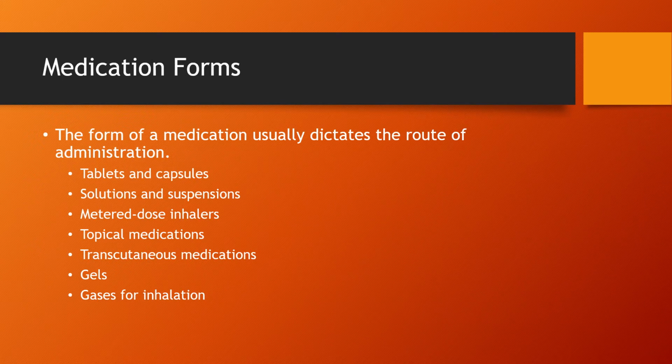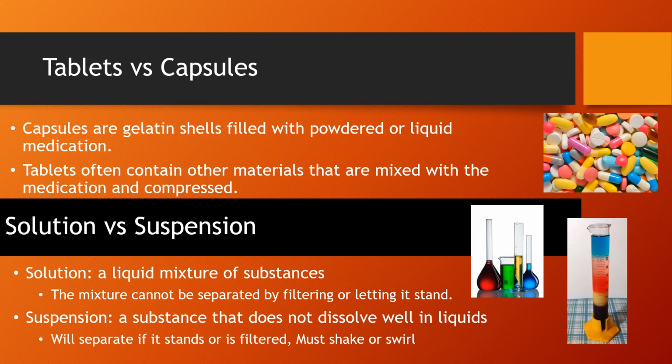Medication forms come in many forms. So you need to know the difference between tablets and capsules, solutions and suspensions, metered dose inhalers. Transcutaneous medications would be like your patches that you see people wearing. Gases, the most common we use is oxygen for inhalation. Tablets versus capsules. Tablets are solid. Capsules come in a covering that can be pulled apart that has the medication inside them.